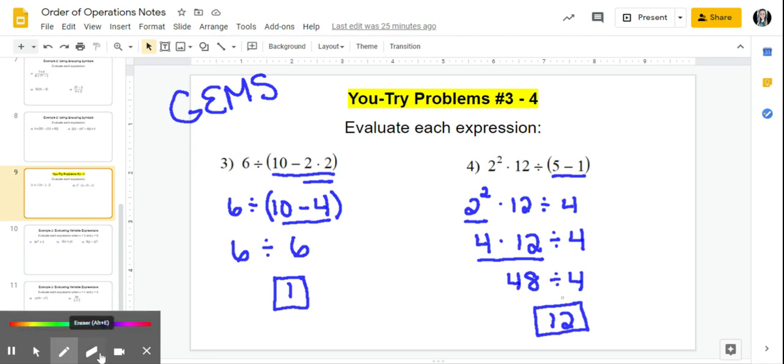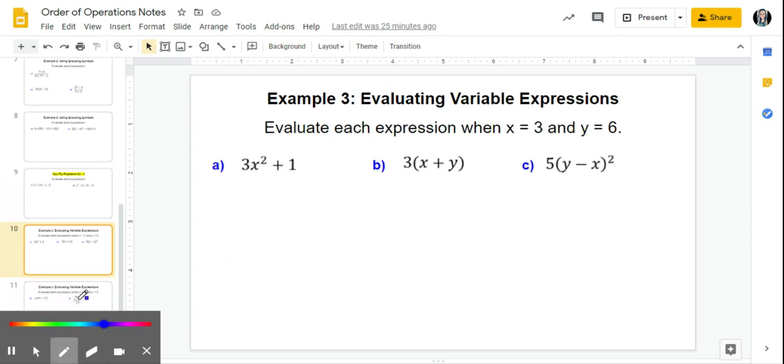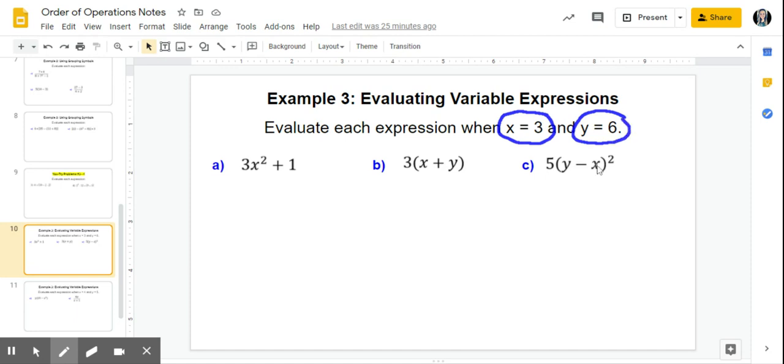Okay, we got one more set of examples to go through, so let's get to it. Example 3, evaluating variable expressions. So the directions are a little bit different this time. It says to evaluate each expression when x is equal to 3 and when y is equal to 6. So notice all 3 of my problems have x's and y's in them. We're going to have to do some plugging in before we can evaluate.